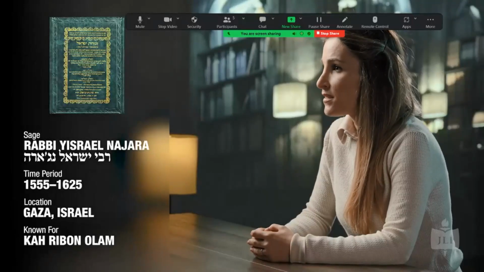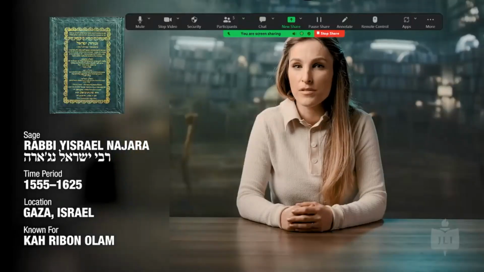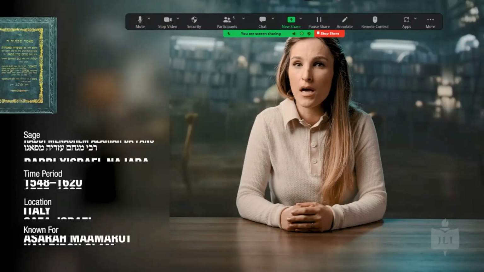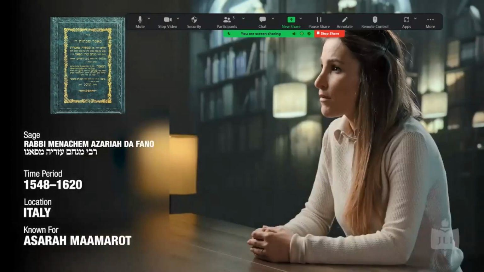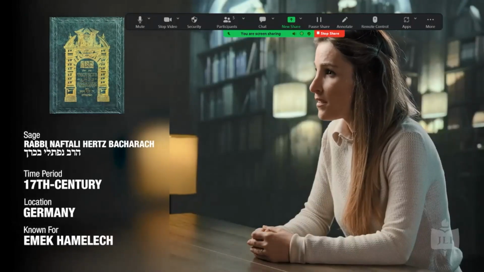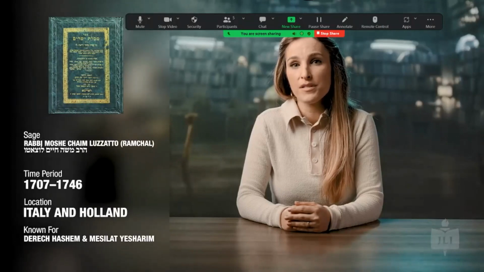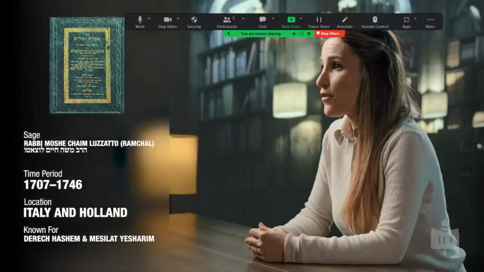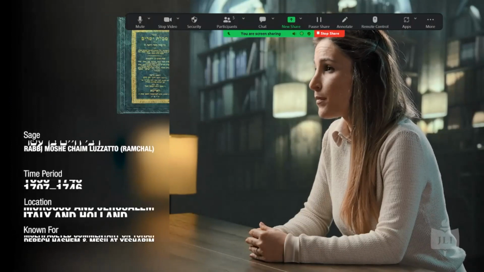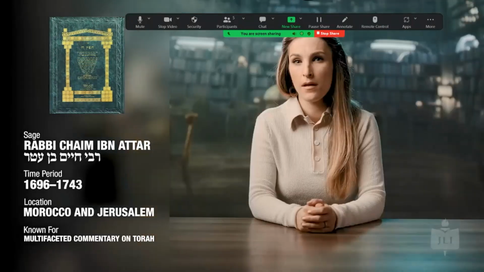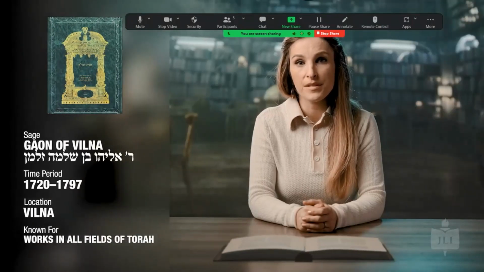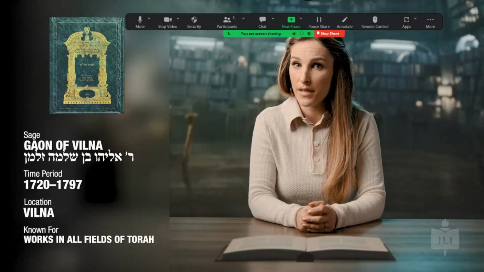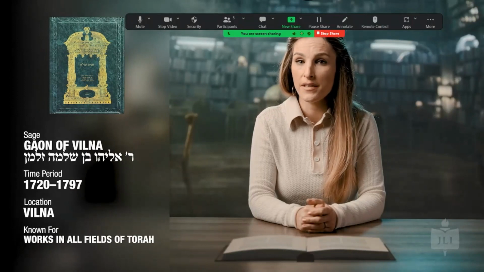Other 16th and 17th century Kabbalists include Rabbi Yisrael Najar of Gaza, Rabbi Menachem Azaria di Fano of Italy, and Rabbi Naftali Hertz Bachrach of Germany. Prominent 18th century Kabbalists include the Ramchal, a prodigious author of Kabbalah, philosophy, ethics, and poetry, and Rabbi Chaim ibn Attar. The Gra school of Kabbalah encompasses the Kabbalistic teachings of Rabbi Eliyahu, the Gaon of Vilna, and his disciples.